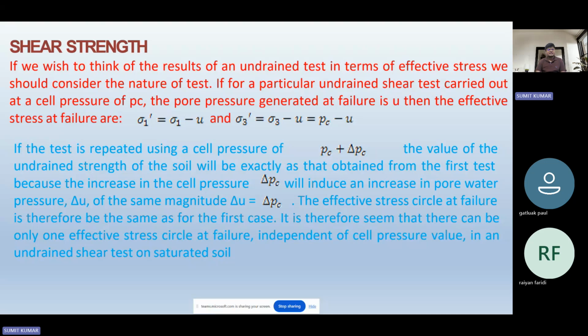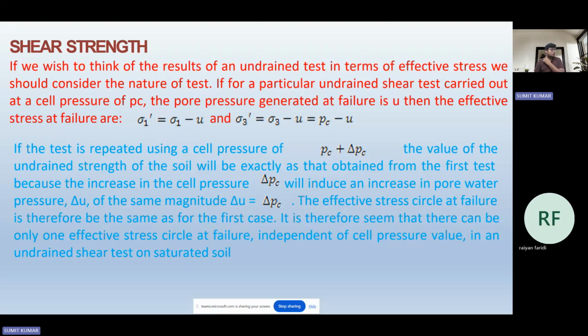And these things are already discussed. We have also solved some problems associated with the same. If the test is repeated using the cell pressure of PC plus delta PC, the value of the undrained strength of the soil will be exactly as obtained from the first test, because the increase in the cell pressure delta PC will induce an increase in the pore water pressure delta U of the same magnitude, delta U equal to delta PC. Obviously, as the cell pressure increases, the pore water pressure increases by the same amount.